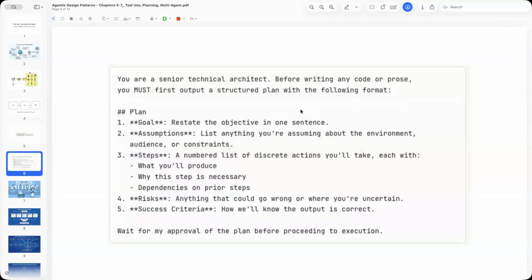Provide explicit plan-first instructions on what you expect, and provide the constraints of the plan. And here's a good example: you're a senior technical architect. You provide the role. You provide constraints, that before writing any code or prose, output a structured plan, and then you provide the blueprint for the plan that you want to see: there is a goal, there are the assumptions, and there are the steps that you want to take.